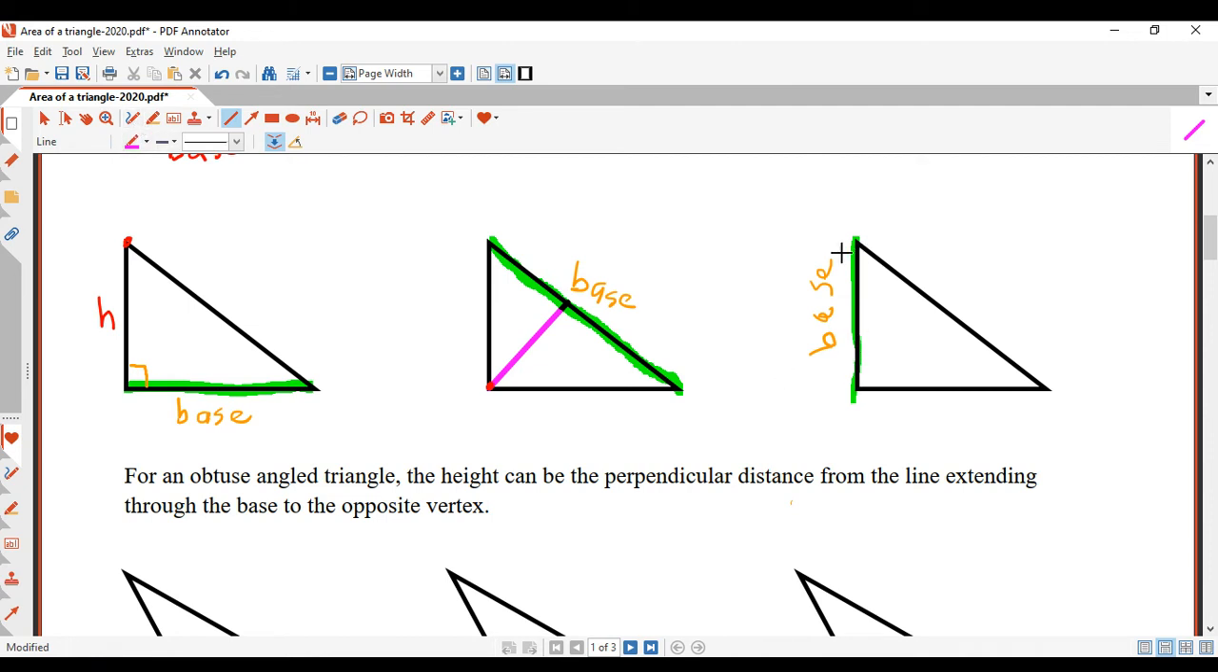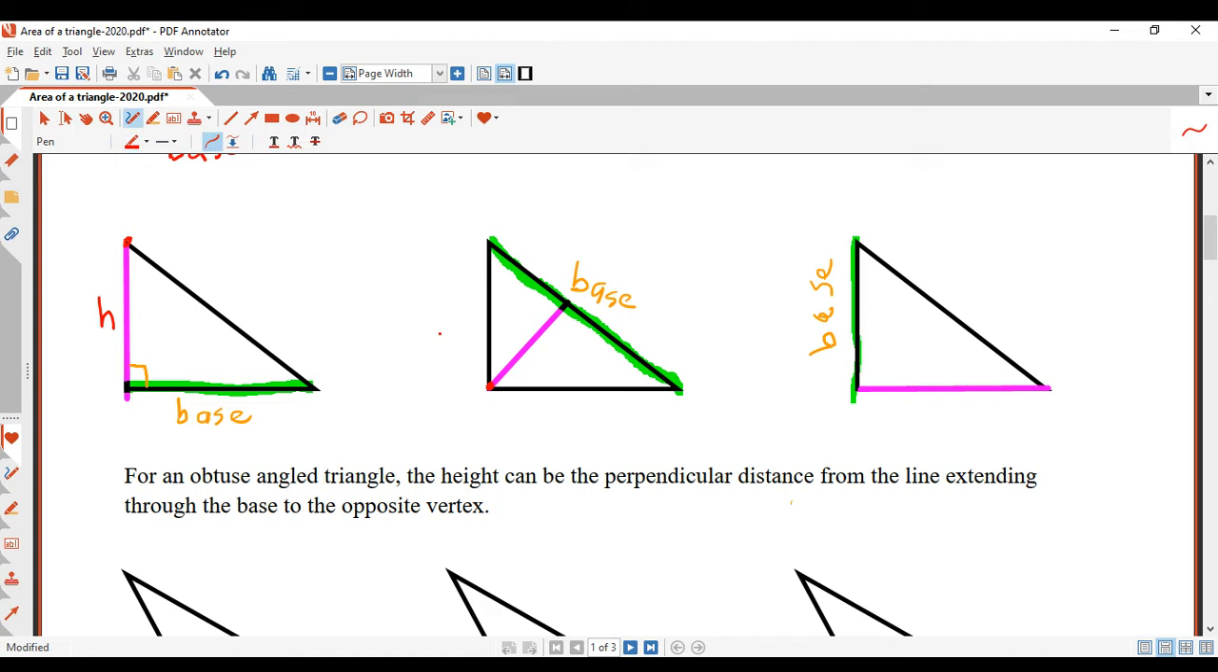Okay, and then over here, here's my base, but what's at 90 degrees to my base? Let me just draw the line in. Here's my opposite vertex, so this side is the height here, that side there. Just like over here, this is the height here, the other one. Okay, so for a right angle triangle, those are the 3 possibilities.